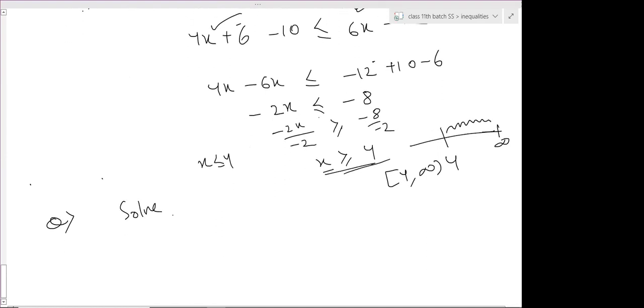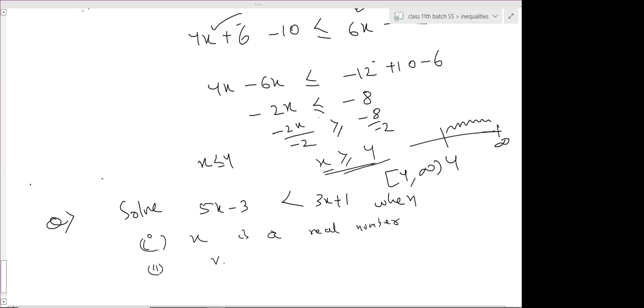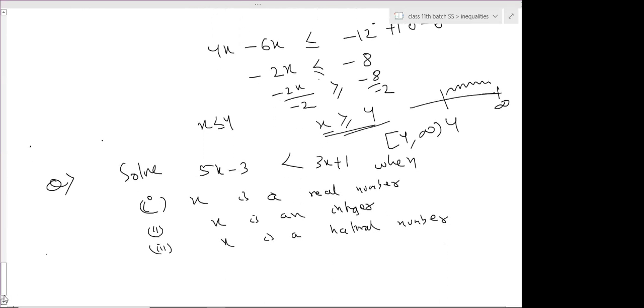Solve 5x minus 3 is less than 3x plus 1, when x is a real number, x is an integer, x is a natural number. Right, this is a 3-part question. You have to solve each part individually.